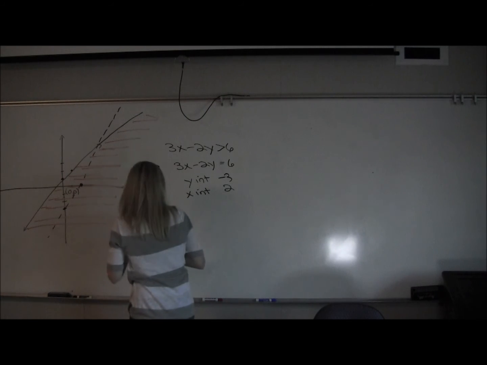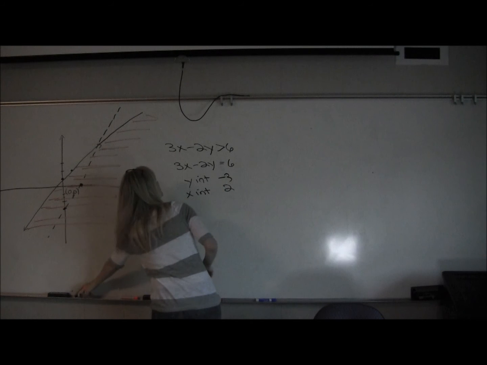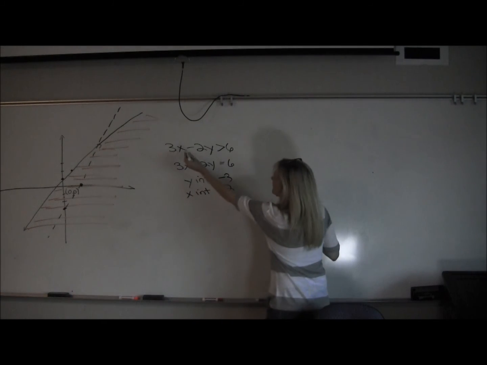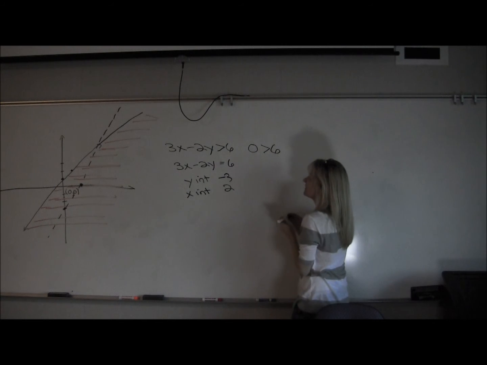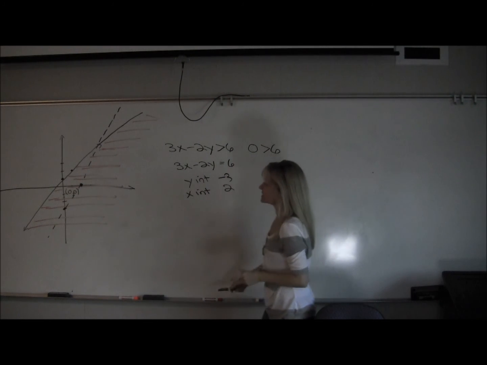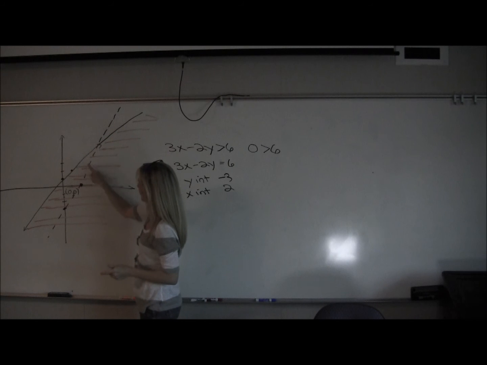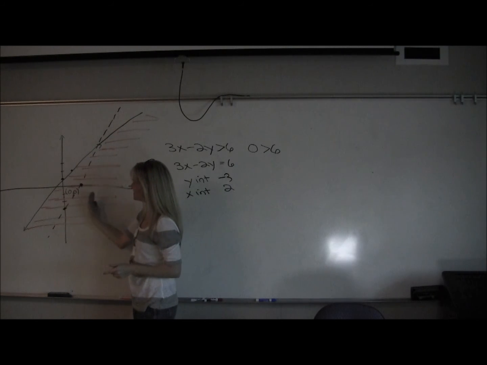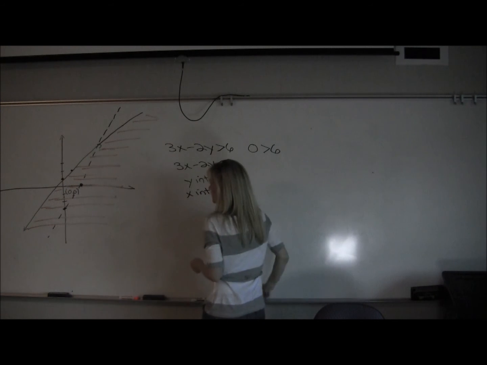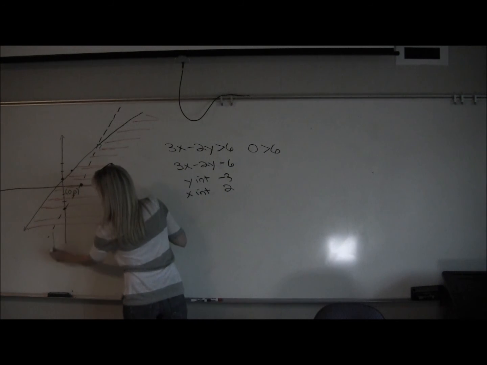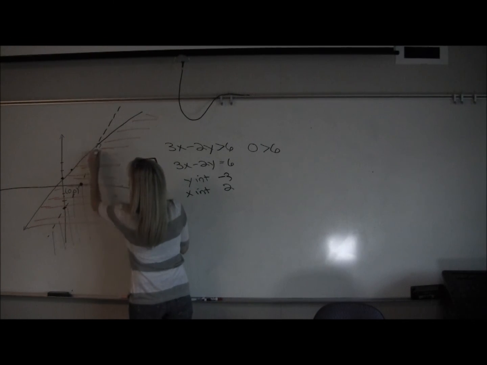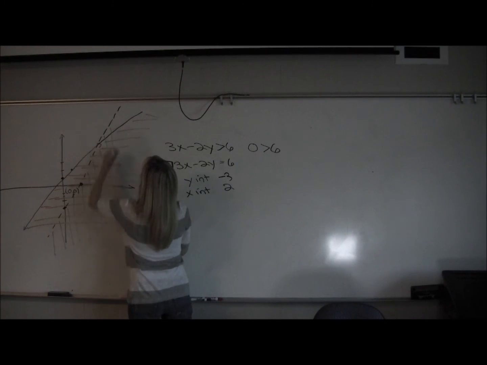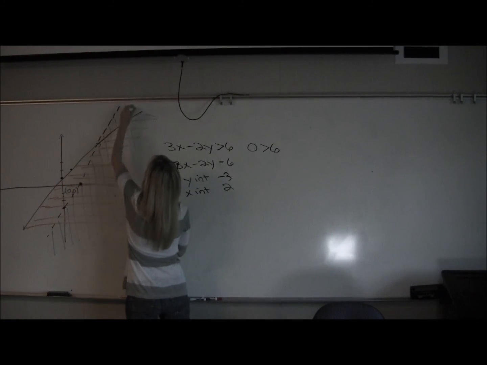Now, what happens when we plug 0, 0 in here? We get 0 minus 0, which is 0, is greater than 6. That's not true. So that means I have to shade, here's my dotted line, on this side, because this side doesn't contain 0, 0. So, if I shade on this side from my dotted line, remember it's from the dotted line.